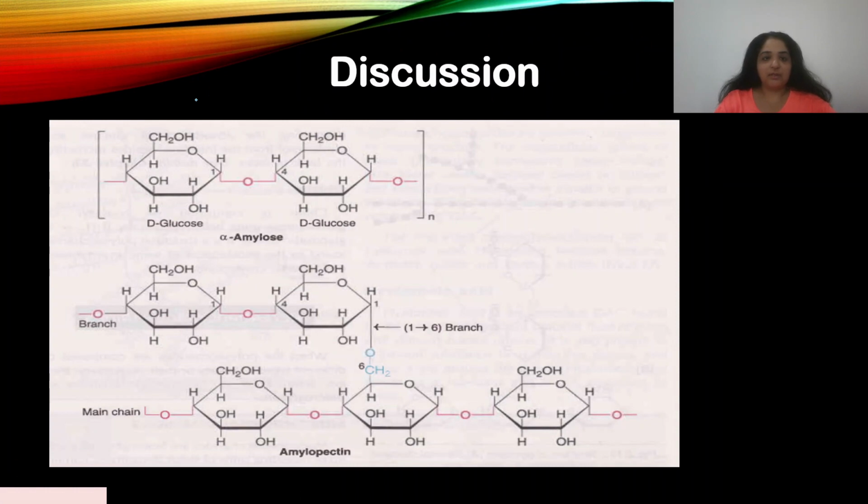Here we have the structure of amylose and amylopectin. It's starch. Let's move on. I think we discussed starch before, right? So this is the structure of starch, amylose and amylopectin. Clearly we can see it's made up of glucose. All right, let's move on then.